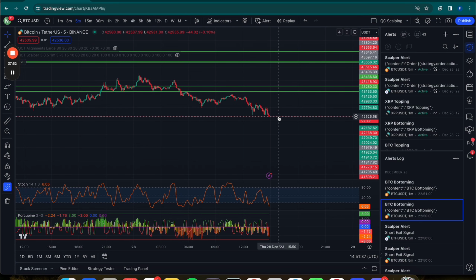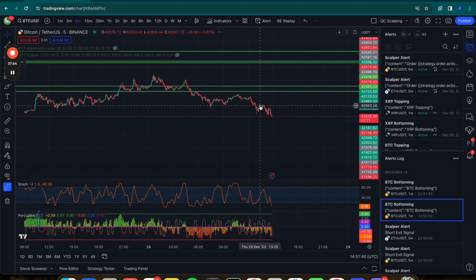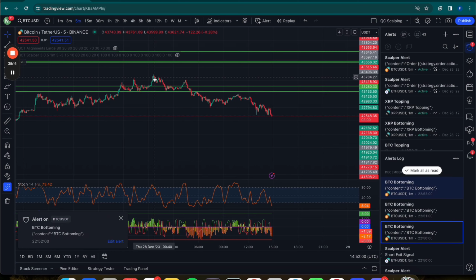So that's that. Now, what we built on top of that is the scalper. What is the scalper? The scalper essentially trades the same thing, alignments. It's specifically made to trade on Bitcoin, and it is designed to trade as many trades as possible in a day in order to have the biggest effect with compounding.